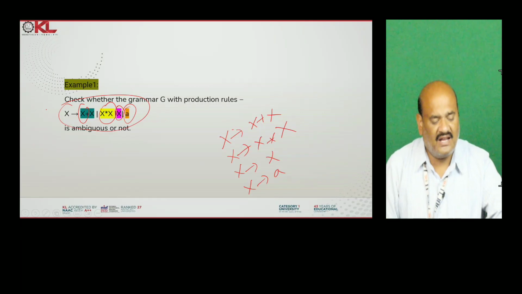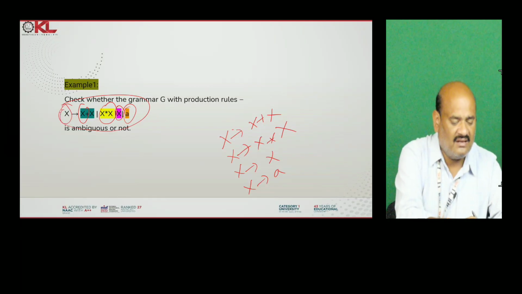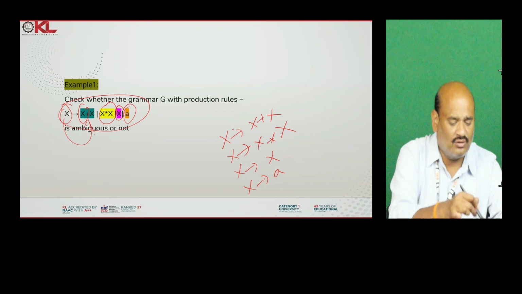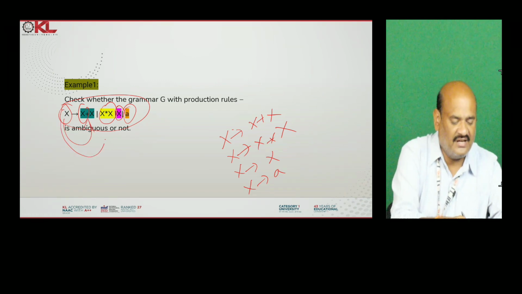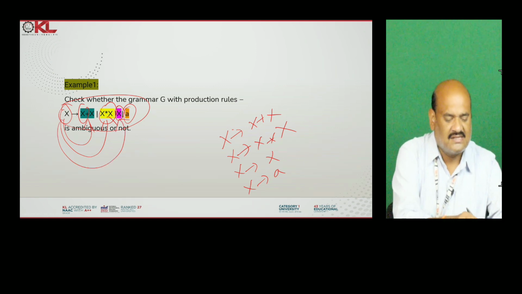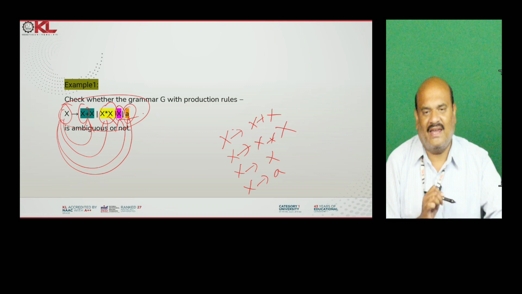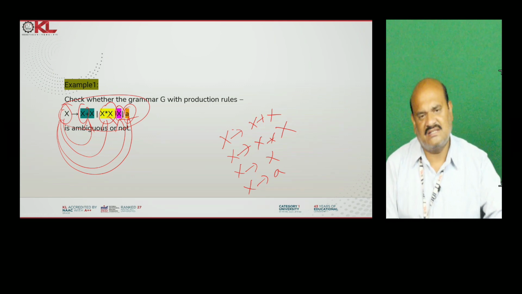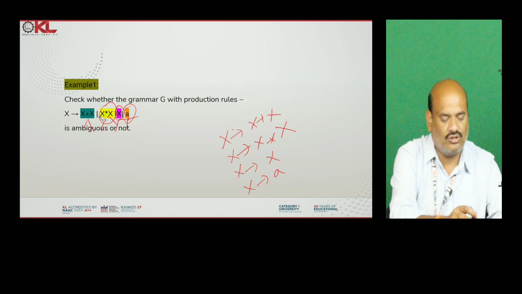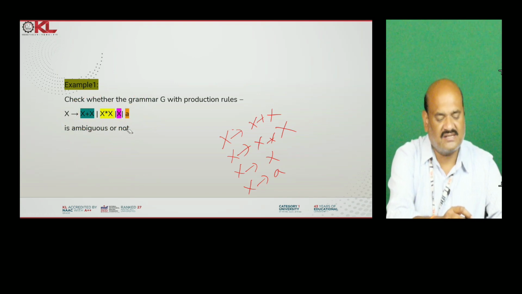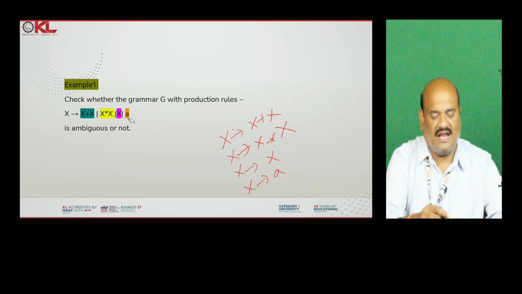In my grammar, the left hand side is X. My X sometimes goes to X plus X, sometimes it goes to X into X, sometimes it goes to X, sometimes it goes to A. So by seeing this, I can understand that this is my grammar. Totally 4 production rules are there.